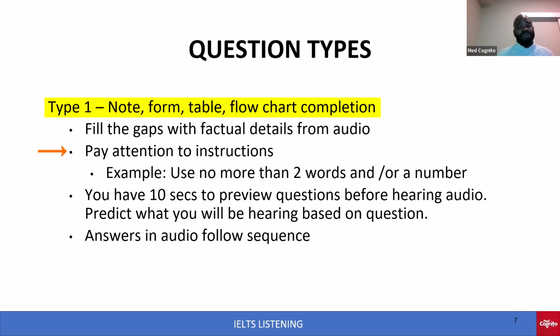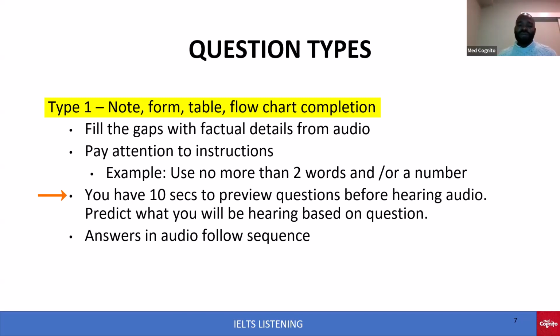In some questions, they may say use no more than 1 word and 2 numbers. It comes in different forms. And so please pay attention to the instruction. Otherwise, you end up losing a lot of marks, which you could have easily gotten.